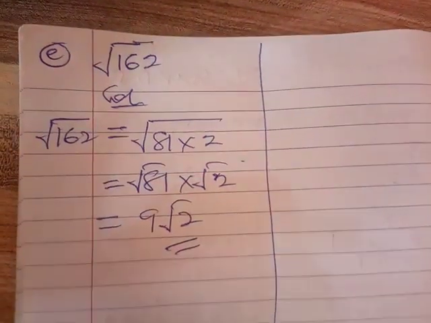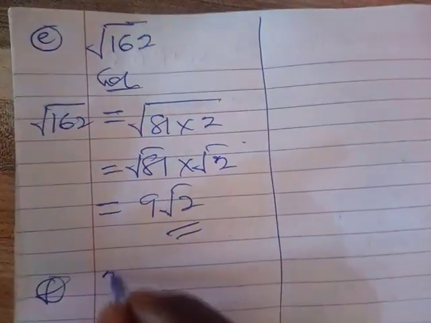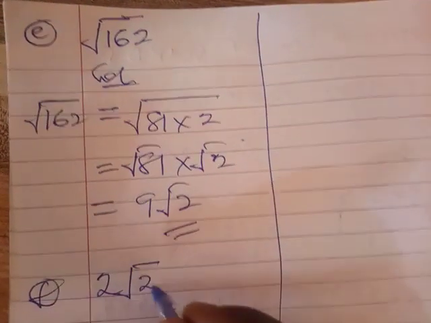Now our next example, let's look at these cases. Let's say we have 2 root of 27.